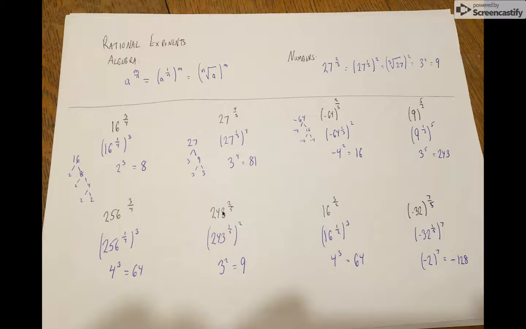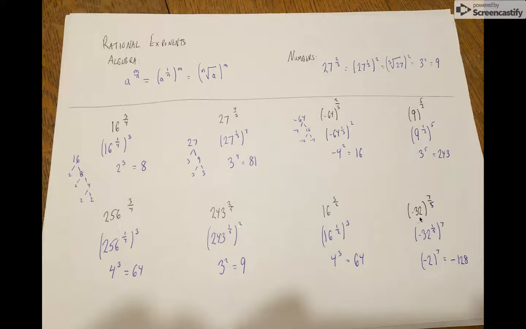Okay, 243 to the 2/5 power. We're going to use a 1/5. Factoring that out, we're left with a 3. So that's 3 squared, which is 9 there. Now again, we see that square root. I've got 16 to the 1/2. We know the square root of 16 is 4. So we'll raise 4 to the 3rd power, which gives us our 64.